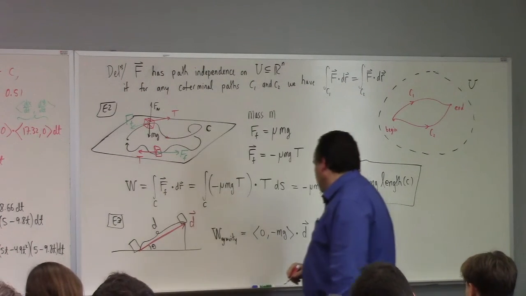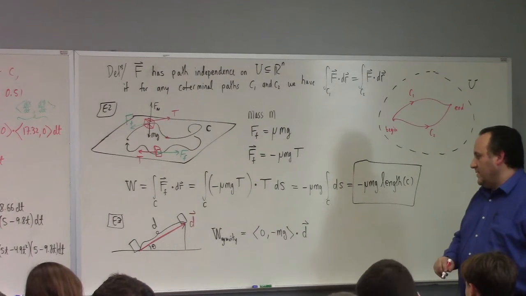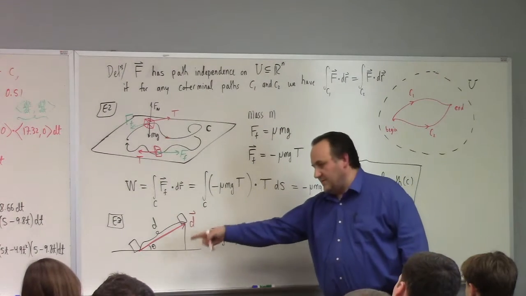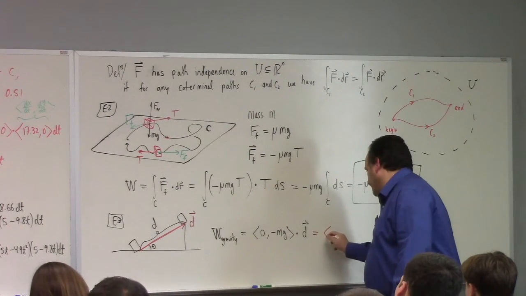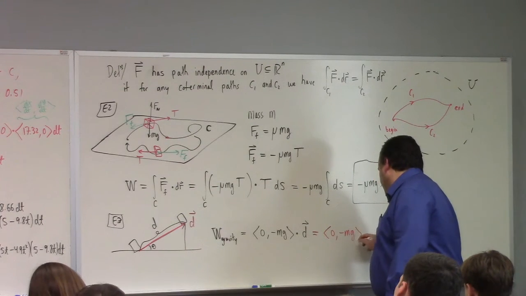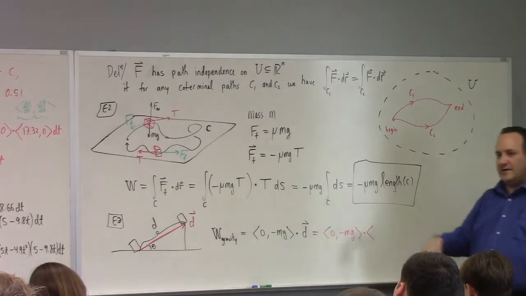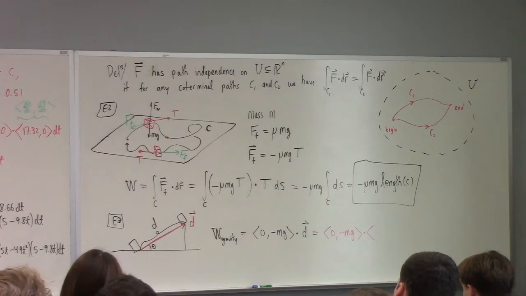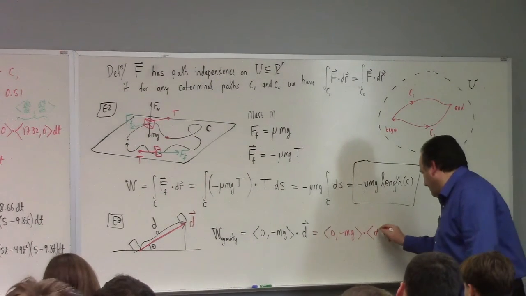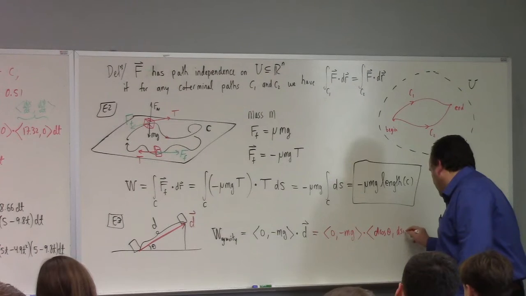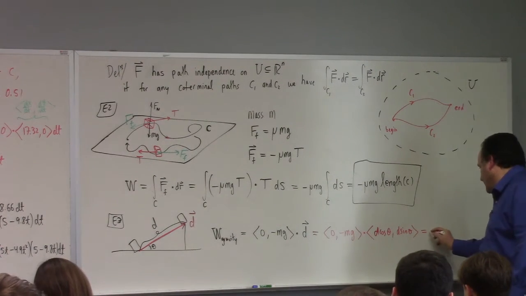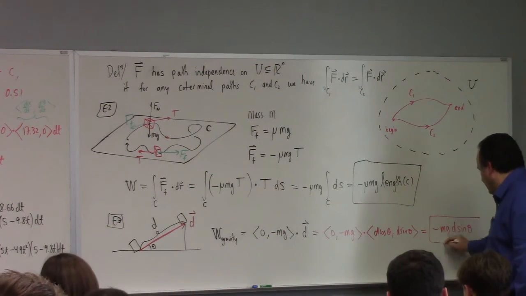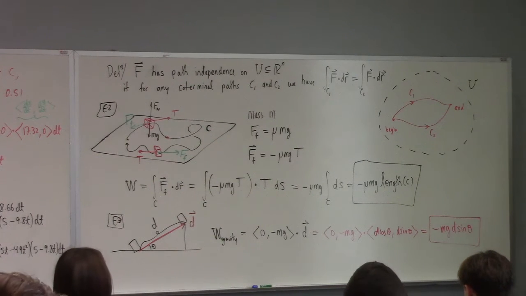Where's mg? Well, I'd worked this out a different way before class, but it occurs to me I could just write down the components of d. What are they? Can you tell me the x and the y components of the d vector? d cosine theta, d sine theta. Great. So what's the work done then? Minus m g d sine theta. That would be the work done by gravity moving a box.